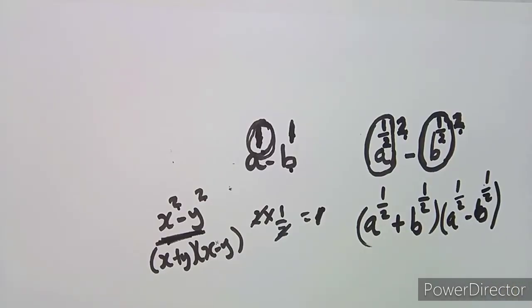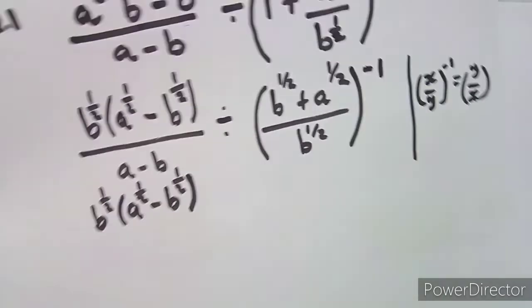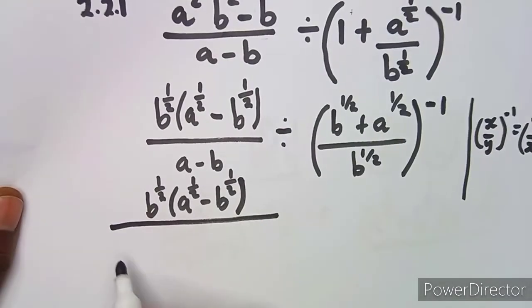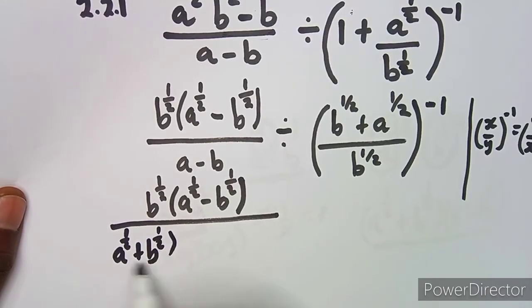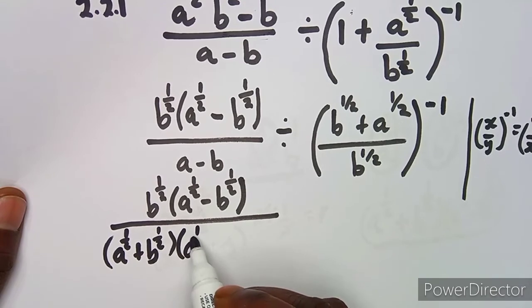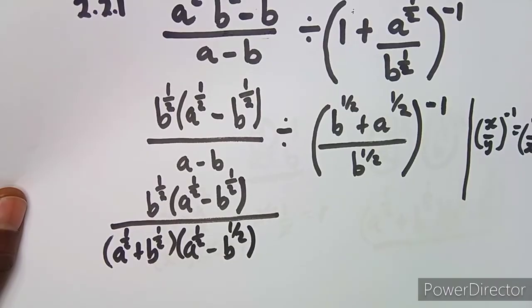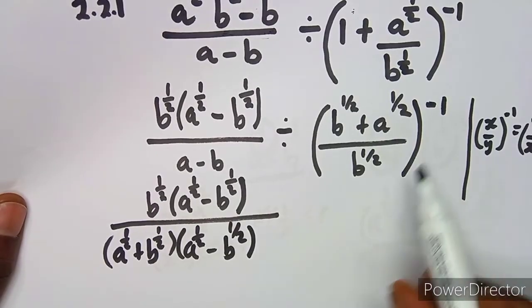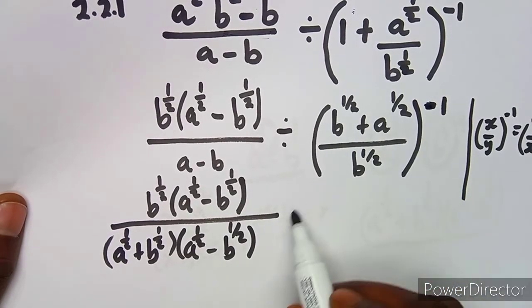We know that concept of difference of two squares. So that means this part here is the one which is going to be replacing a minus b. So we are going to replace our a minus b here with this part, a to the exponent of half plus b to the exponent of half into a to the exponent of half minus b to the exponent of a half. So take note, guys, we are still under division because here there is an exponent, so we have to know what we are going to invert.